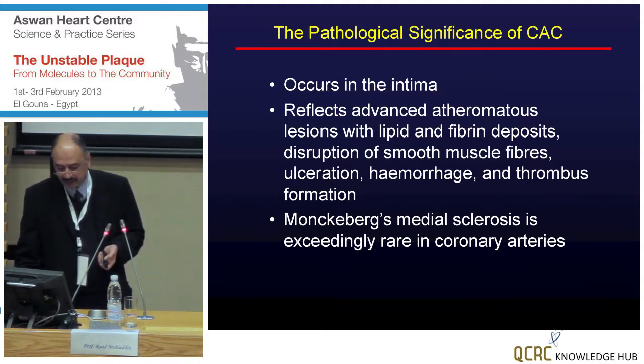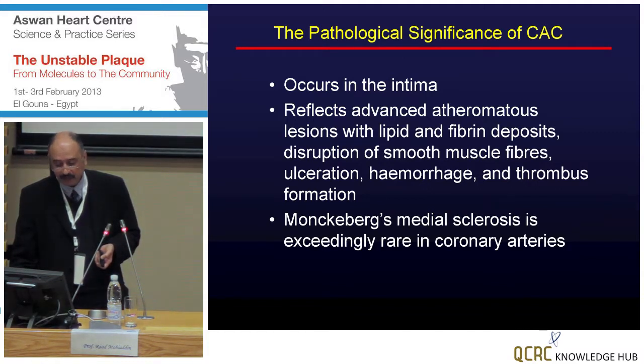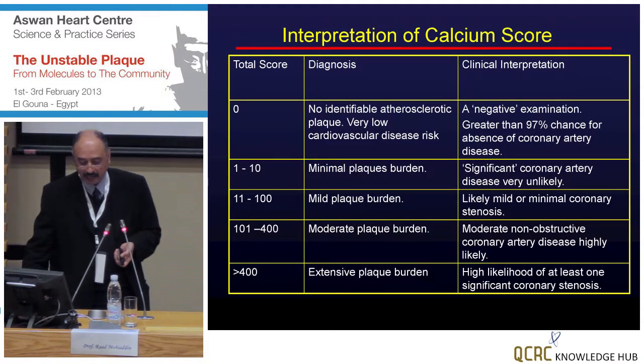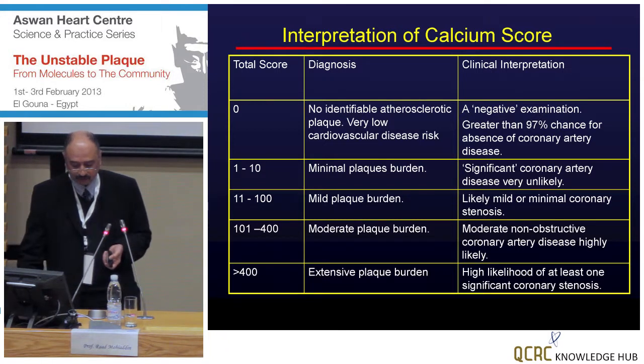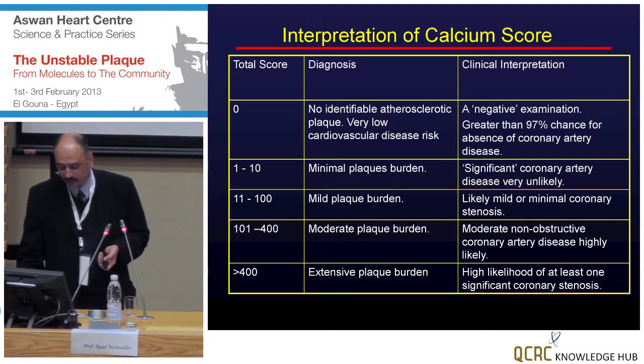Monckeberg's medial sclerosis is exceedingly rare in the coronary arteries. And then from the calcium scores, if there is a zero calcium score, then it is highly unlikely to have coronary artery disease. And if there is a lot of calcification, more than 400 Hounsfield units, then there is a high likelihood of at least one significant coronary artery stenosis.